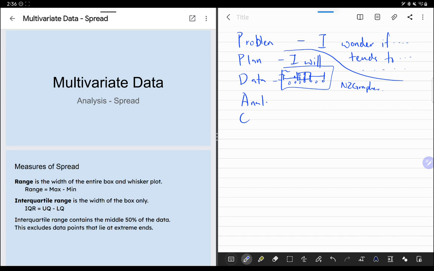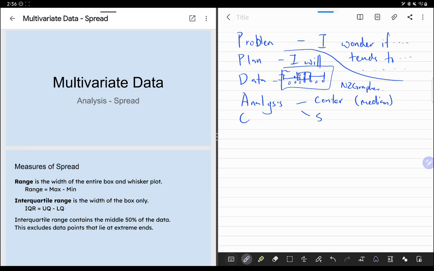Now, this A is analysis. And this is where we're at the moment. Analysis has quite a few things we need to talk about. Inside analysis, there's like 4 different things we might want to talk about. One was center, or you might want to write center like this, up to you. Center being the median: is the median for one group higher than the other one?